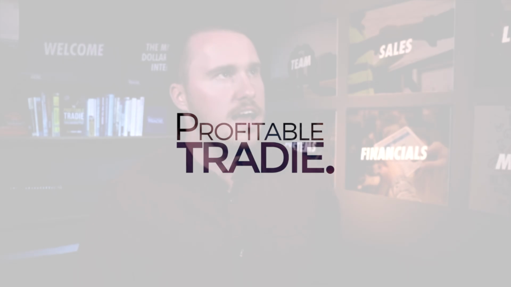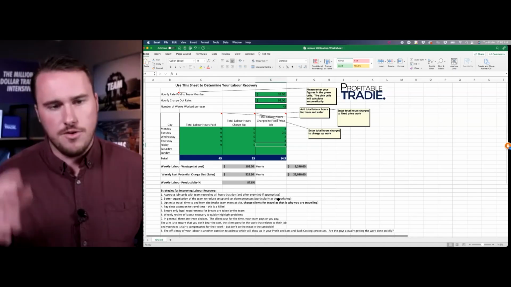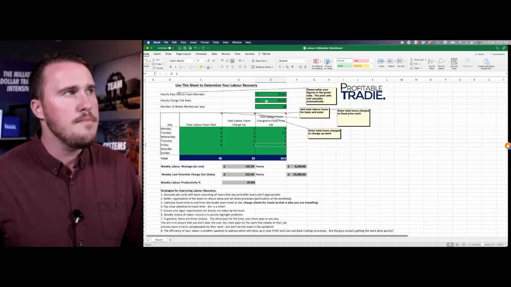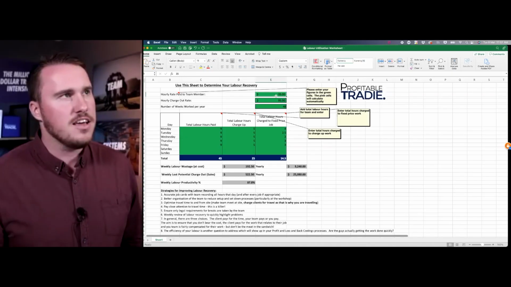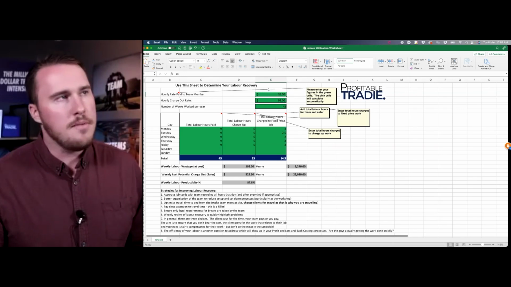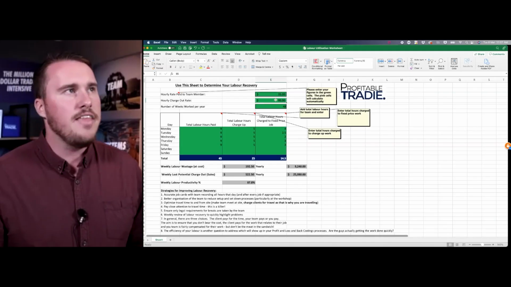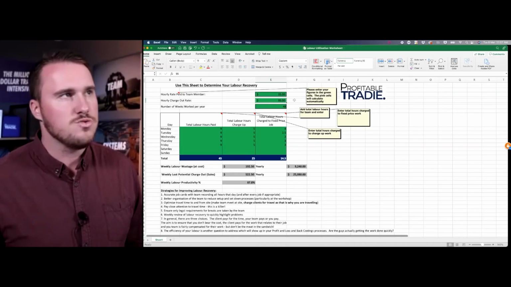I just brought up the labor utilization worksheet, and you don't need to know how to use this or where it is just yet. But if you do want to know, it's under the financial resources and you can grab this at any time. If you put in a couple of key figures here, the hourly rate that I pay my team member, maybe it's $35 an hour, and then the charge out rate, I need those two figures. And this is worked out by individual team members.